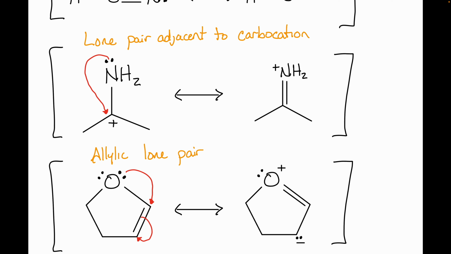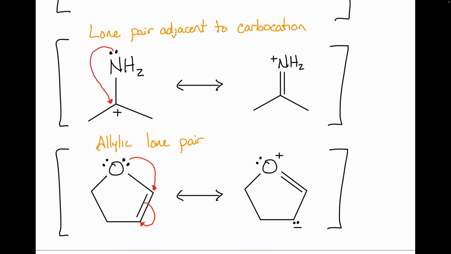All right, so in our allylic lone pair, we actually make two jumps. One, that lone pair comes down into that p orbital of our pi bond, but we can't exceed carbon's octet, so that pushes that pi bond pair of electrons into a lone pair.